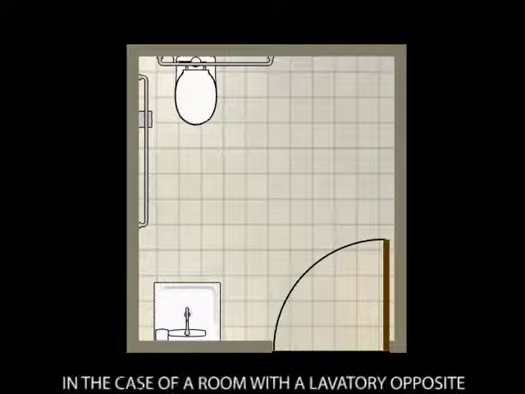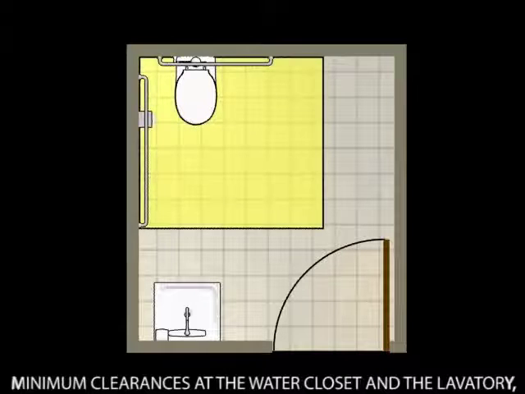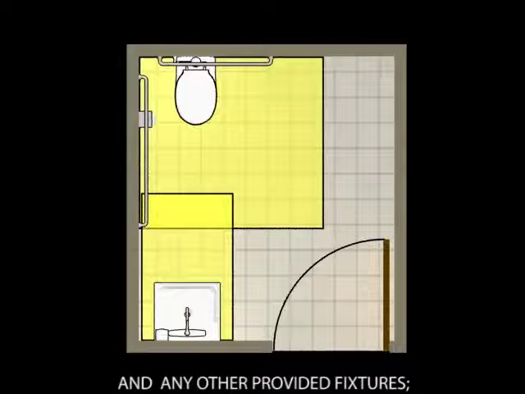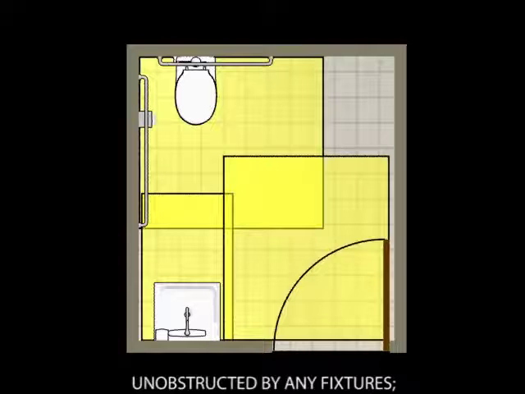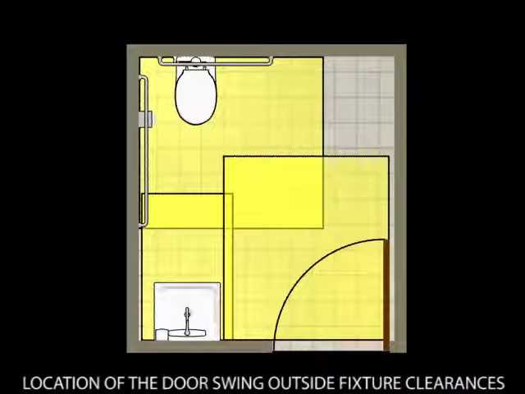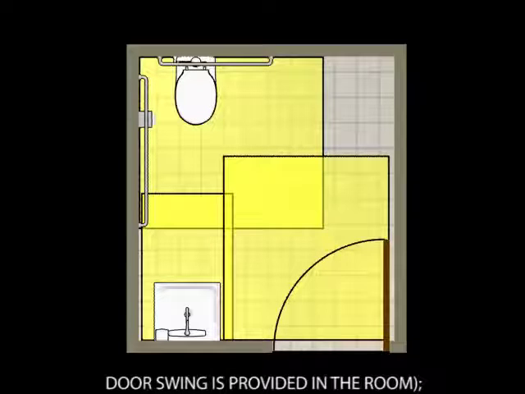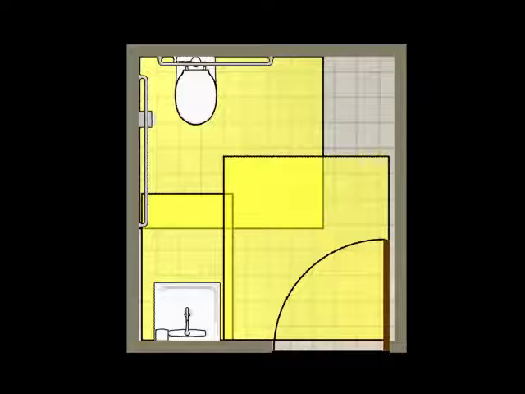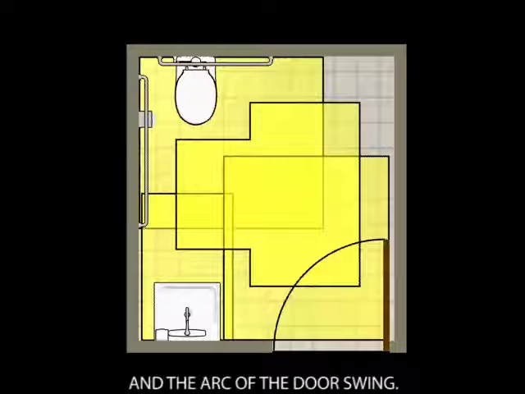For example, in the case of a room with a lavatory opposite the water closet, the same requirements apply, including minimum clearances at the water closet and the lavatory and any other provided fixtures, door maneuvering clearance unobstructed by any fixtures, location of the door swing outside fixture clearances, unless wheelchair space beyond the door swing is provided in the room, and turning space, which can overlap fixture and door clearances and the arc of the door swing.